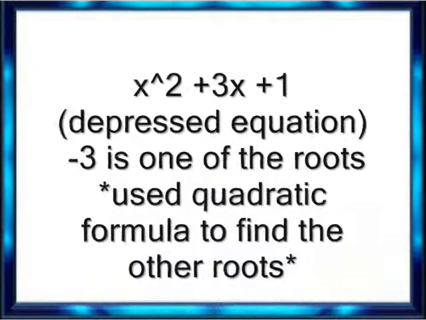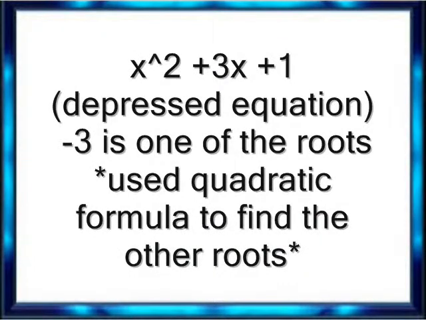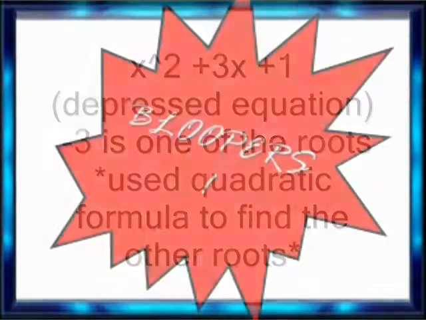The answer will give us x squared plus 3x plus 1, which is the depressed equation. After getting the depressed equation, we're going to use the quadratic formula to get the other roots, since only negative 3 passed the synthetic division.